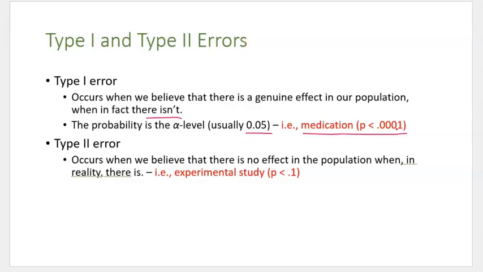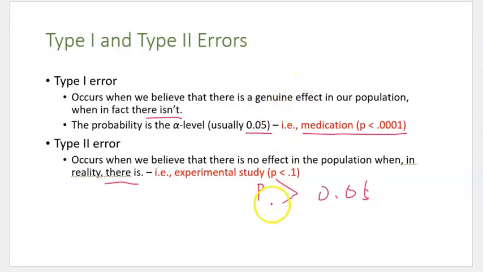Type 2 error, of course, is when we believe that there is no effect in the population, but in fact there is an effect. So your p-value is greater than 0.05, and you say, oh, there is no significant effect. So we accept our null hypothesis and reject our alternative hypothesis. However, that is an error.